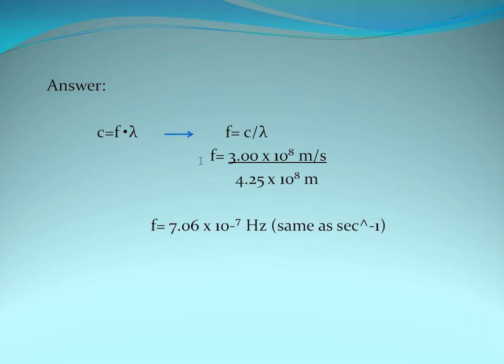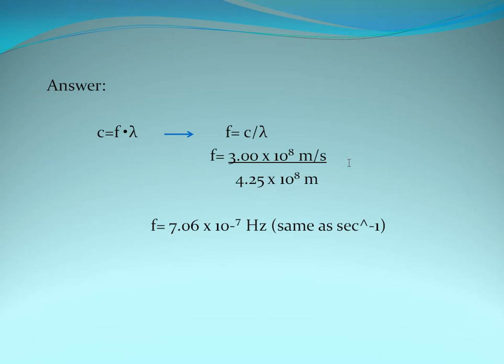So we just plug everything in. We know that C is always a constant. It's 3 times 10 to the 8th. That's what I said before. And then lambda, which is the wavelength they gave us in the question, was 4.25 times 10 to the negative 8th. Yeah, I forgot the negative, sorry. And so we get an answer of 7.06 times 10 to the 15th hertz.